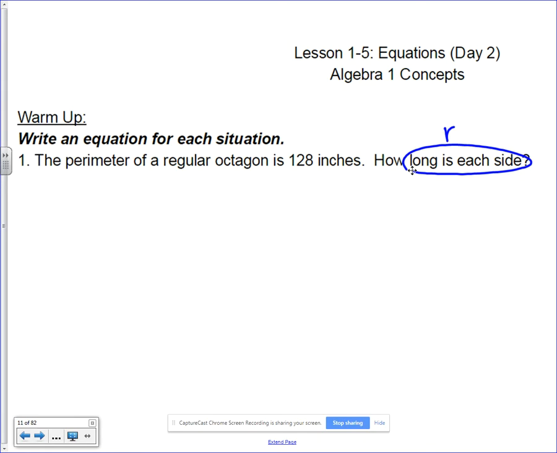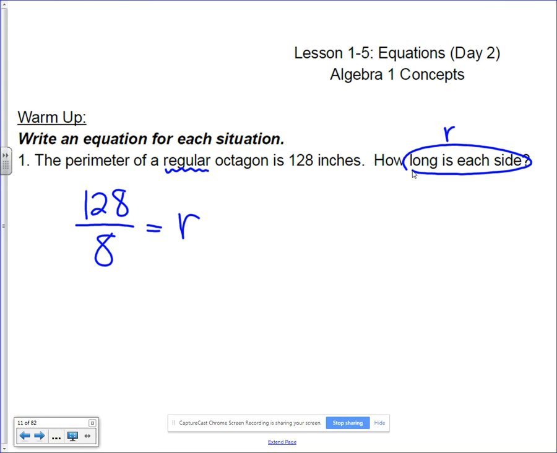So how am I going to write an equation whose answer will tell me how long a side is? Well, first of all, what's an octagon? 8 sides. What does it mean if it's regular? All of the sides are the same. So if I wanted to find the perimeter of this octagon where all the sides are the same, what would I do? What would I divide by 8? So 128 divided by 8, and what will that equal? Not the actual number. R, that will tell me the length of each side, won't it? Yes?